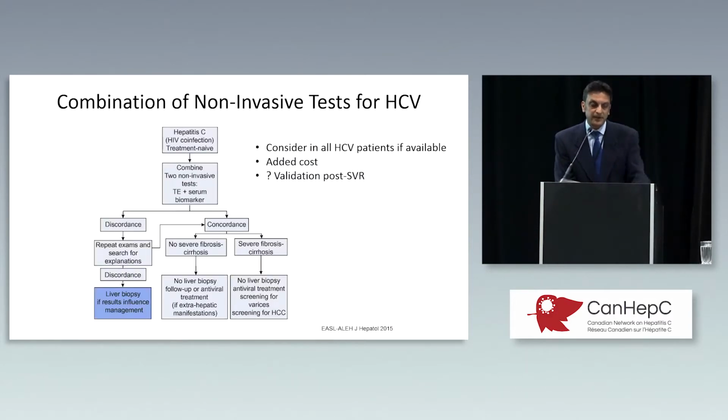And certainly the European guidelines on non-invasive testing told us that basically, if these tests agree, that's great. There is added cost. Not everyone has access to a FibroScan or even FibroTest or any of the other marker panels in the US. It's very insurance-driven and dependent. So again, where there's discordance, liver biopsy is still recommended. And this is really around the time the DAAs were coming in, so I'm not sure about the role now. And really, there's no validation of this algorithm post SVR and following patients.